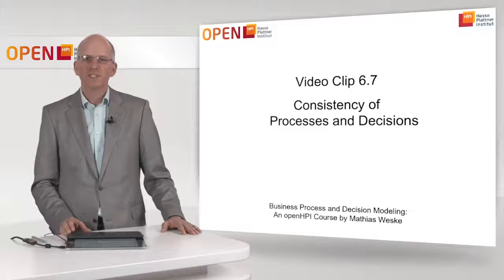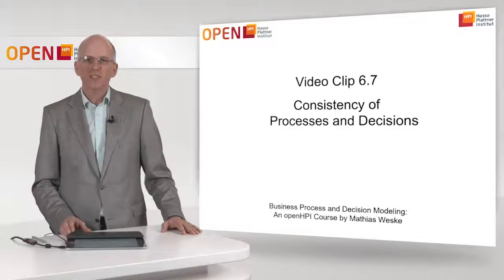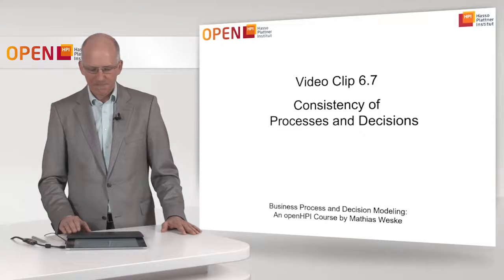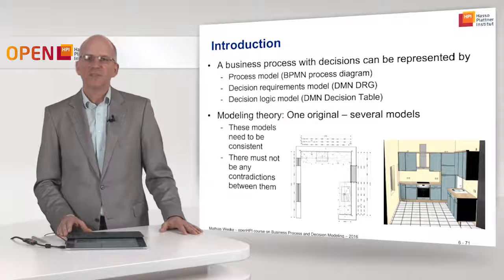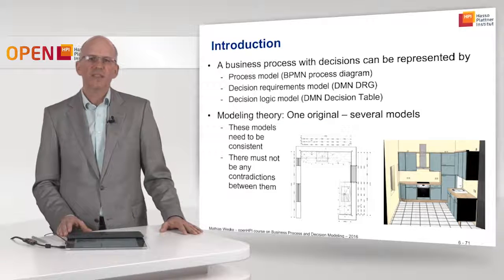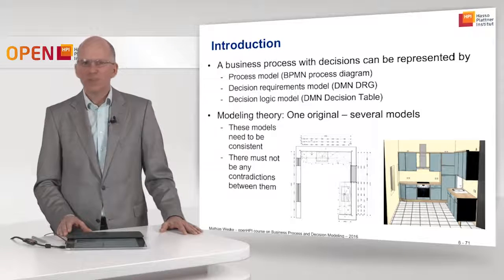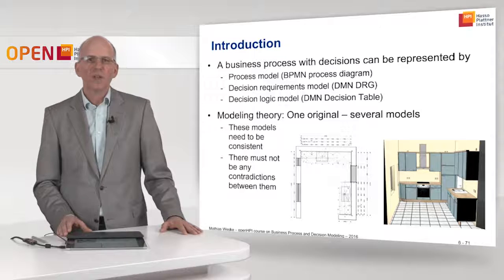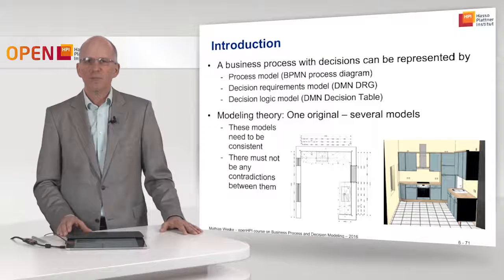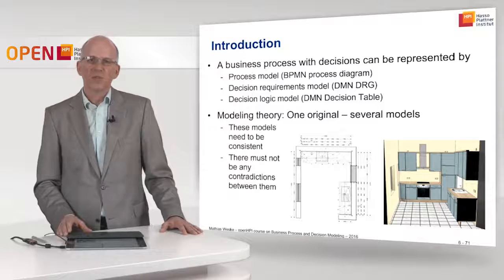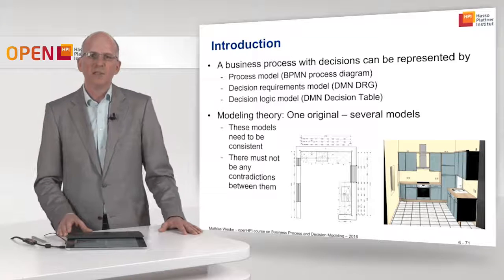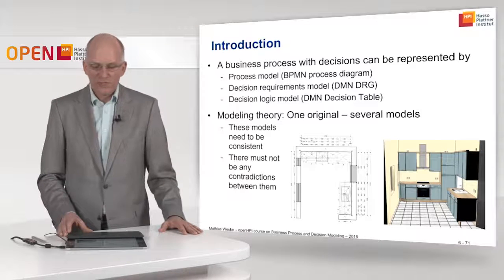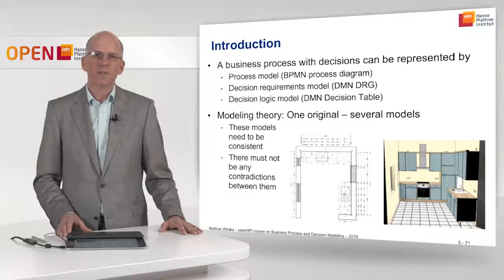Welcome to video clip 6.7, in which we look at consistency of processes and decisions. We have seen in the previous video clips and also in the previous weeks that a business process with decisions can be represented by several models, in particular by a process model that we express as a BPMN process diagram, by a decision requirements model expressed in a DMN decision requirements diagram, and also by a decision logic model, for instance expressed as a DMN decision table.